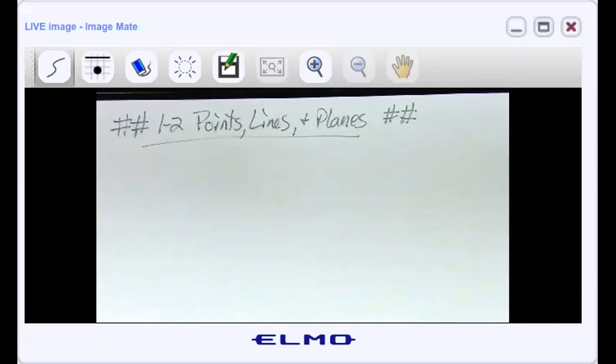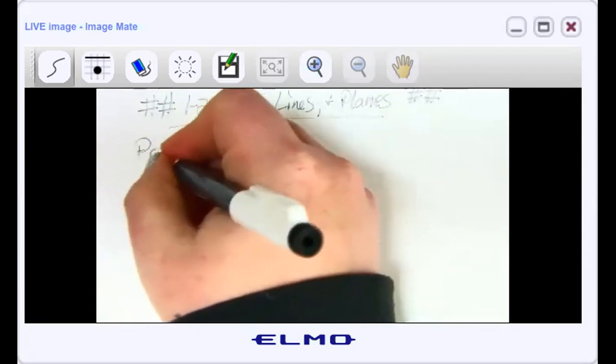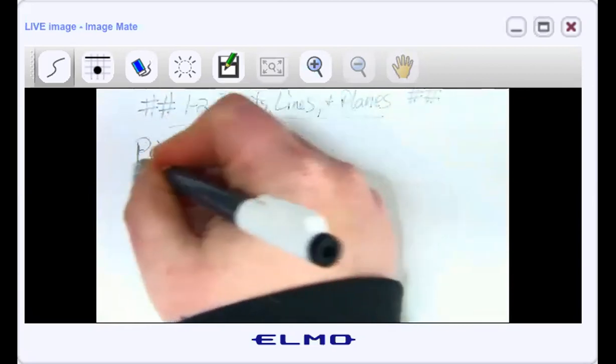So we're going to get very specific today and name these three things and talk about what they are and how to name them. And we'll go from there, okay? So we'll start with a point. Points are pretty easy. It's simply a location in space.